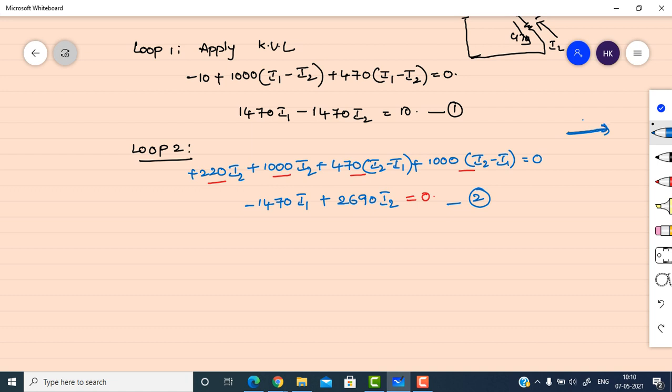Suppose if this is the current direction, you take it as here positive and here negative. Is it the same you taken or not?